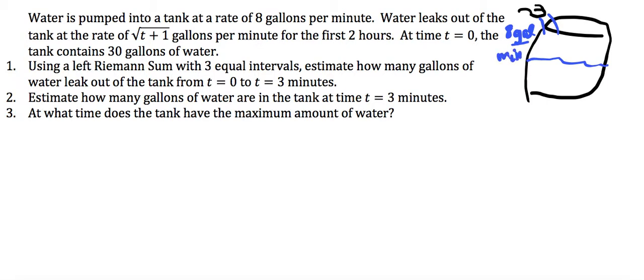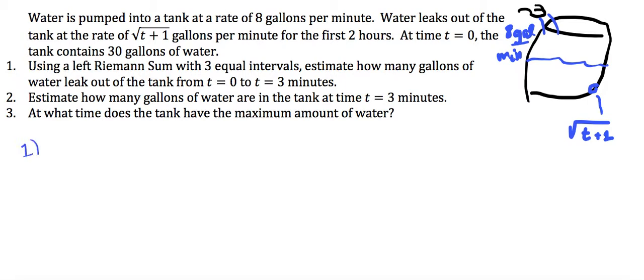Now at the same time, there's a hole here, and there's water coming out as well. And water is coming out at a rate of the square root of t plus 1. So this rate is ever changing. Let's say when t is 3, the rate would be square root of 3 plus 1. Hopefully that gives you a sense of what is going on in this problem. All right, so let's get to the work here.